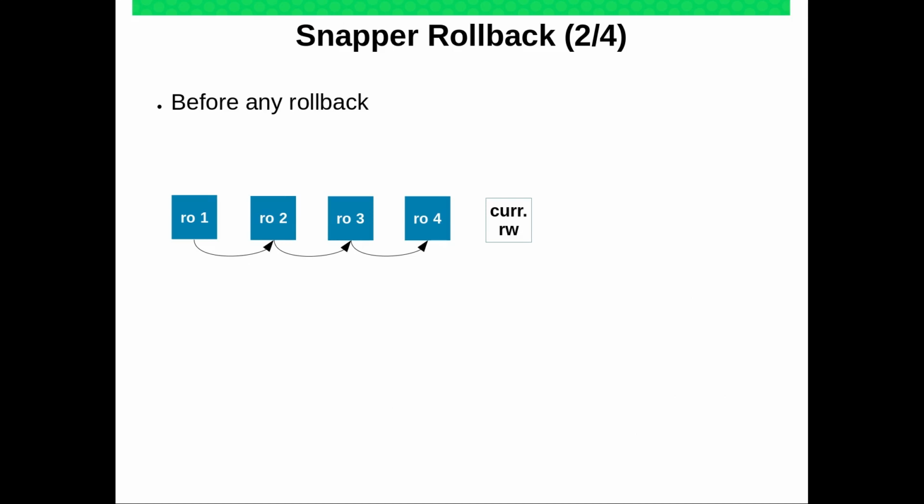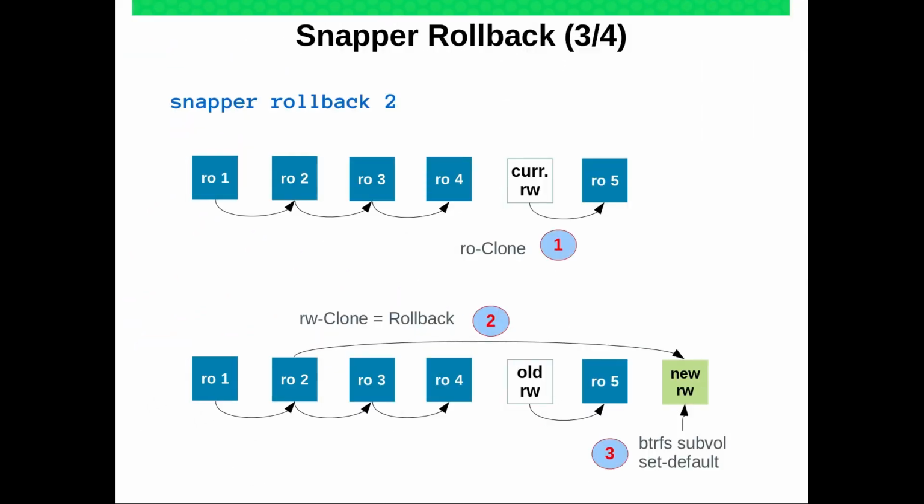Let's talk a little bit about the mechanics of the rollback itself, and maybe a visualization will help. Before any rollback, this is what it looks like. We have various read-only snapshots, and we have a current read-write snapshot. In other words, the way the file system currently sits. If we issue a snapper rollback 2, read-only 2 being the target rollback that we're going for, the first thing that happens is that a new read-only clone is created. This one is, in this case, going to be called read-only 5. This is a capture of where we currently are in case we need to back out.